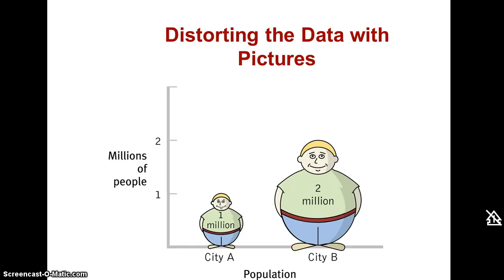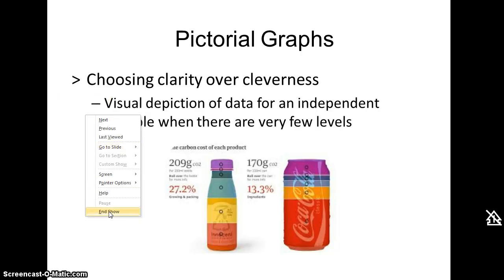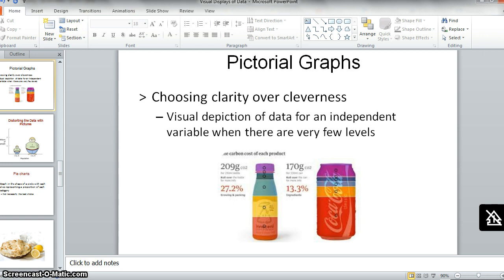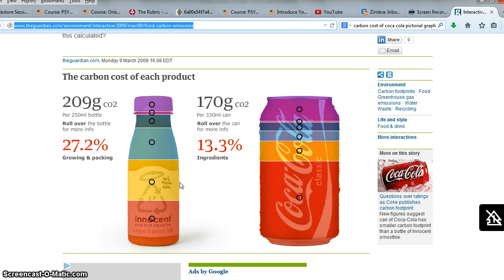it shows us actually an interactive graph. If we go, let's go back. If we go to the website where this particular graph is found, you'll notice that here is the carbon cost for these Innocent smoothies versus a can of Coke. If you look at the top layer, it says 10.2% of carbon emissions for the production here is transport of raw materials. Here for Coke, it's retailer vending, refrigeration.